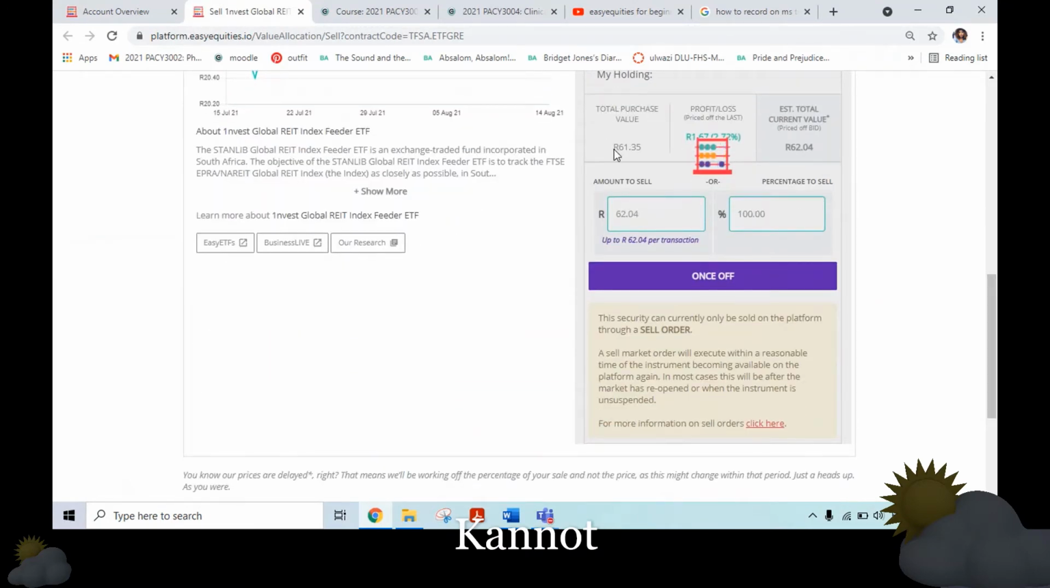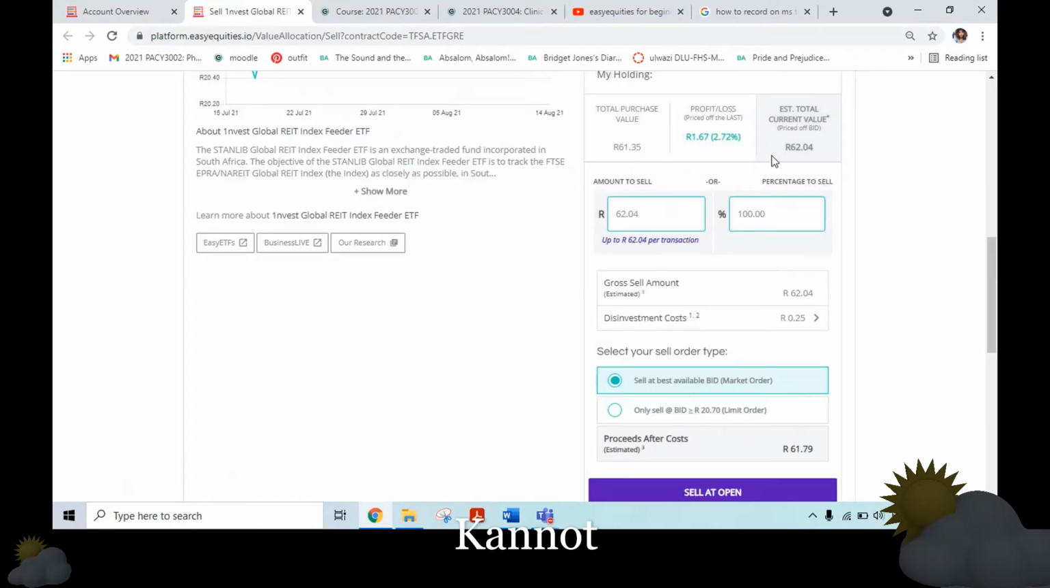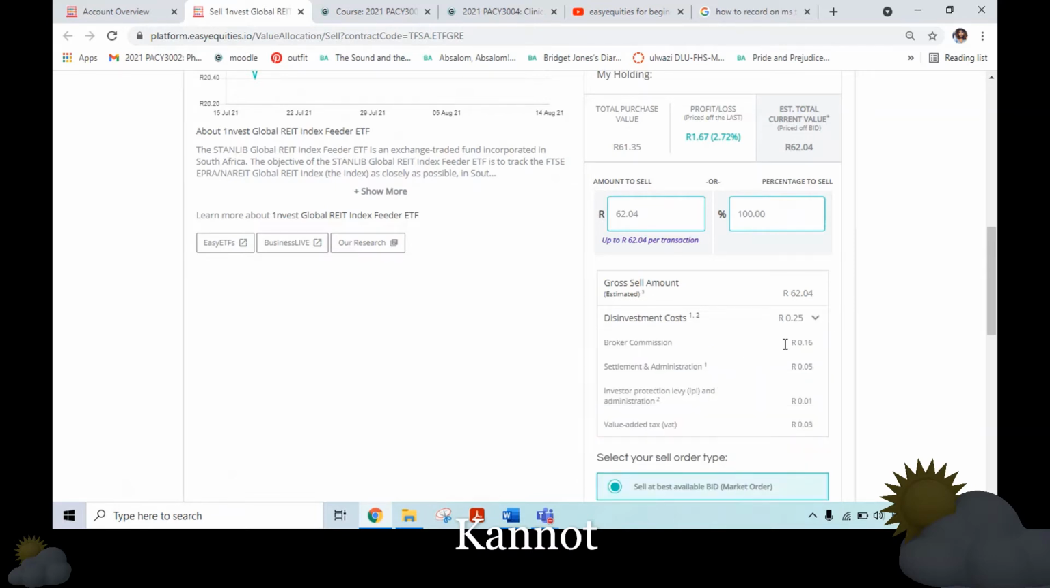So I bought it for 61 Rand 35 cents. I made a 1 Rand 67 cent profit. So this is how much I have. Okay, so that much I have, I'm willing to sell, and they charge you a disinvestment fee of 25 cents. Okay, it basically has all these mini costs in it.